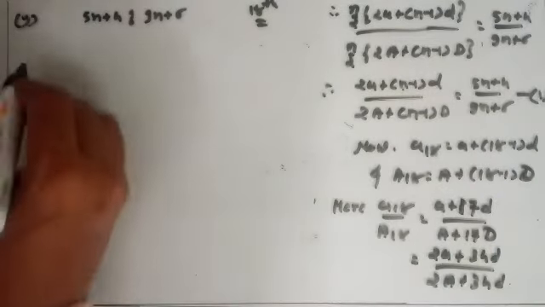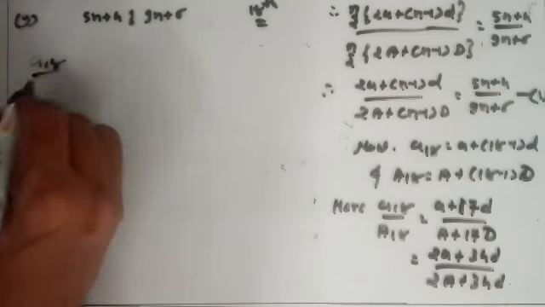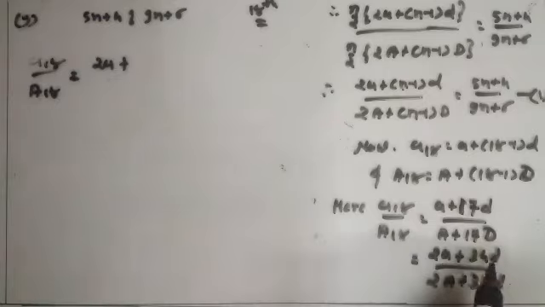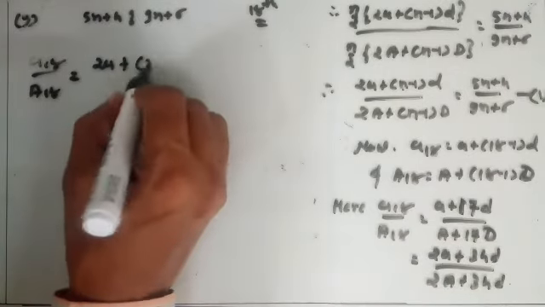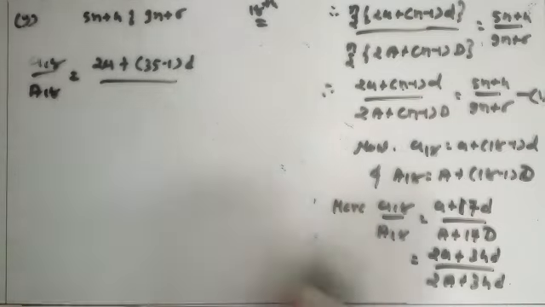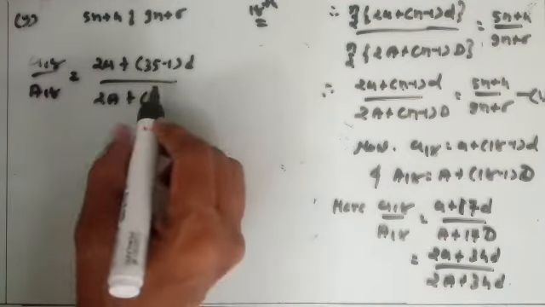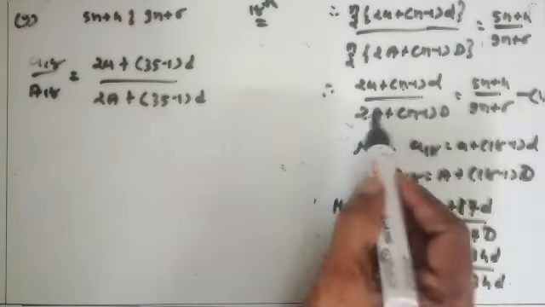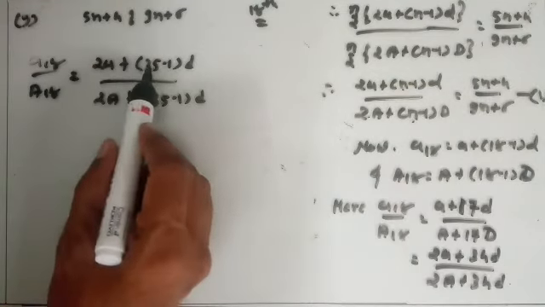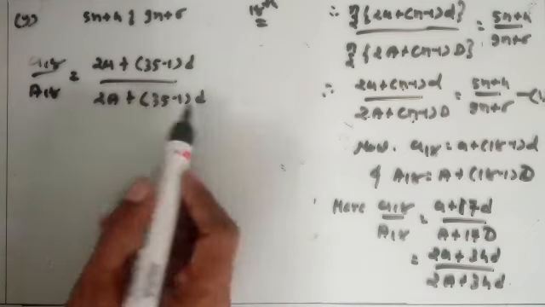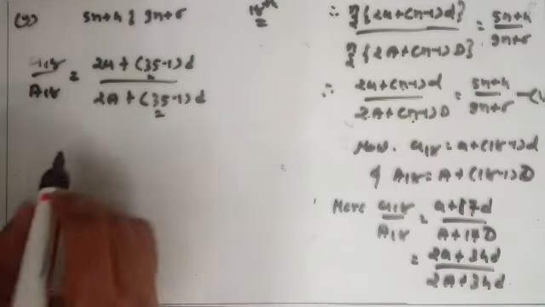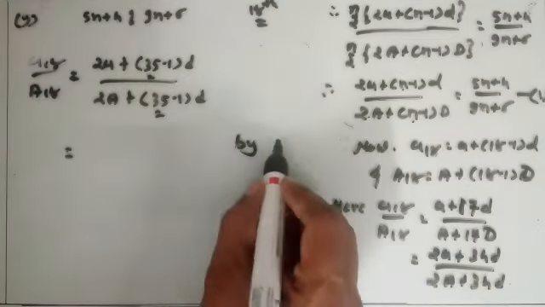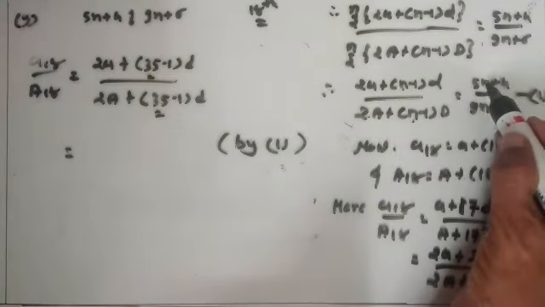Now change 2a plus 34d into the form 2a plus n minus 1 into d. So a18 upon capital A18 is equal to 2a plus 34d, which becomes 2a plus 35 minus 1 into d, upon 2A plus 35 minus 1 into D. Comparing both with 2a plus n minus 1 into d upon 2A plus n minus 1 into D, the value of n is equal to 35. So take n equal to 35.